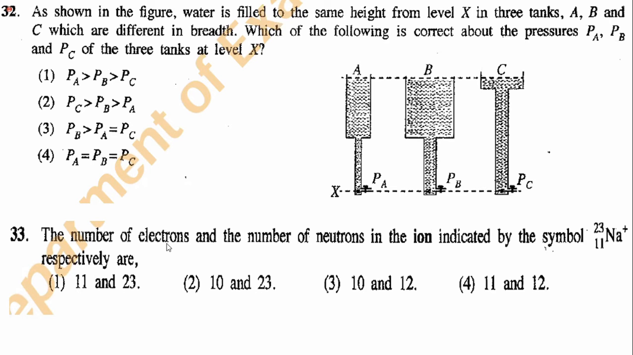Pay attention to the ion. Sodium has atomic number 11. Atomic number means the number of protons in its nucleus. Therefore, there are 11 protons. A proton has a positive charge. So 11 positively charged particles are there.